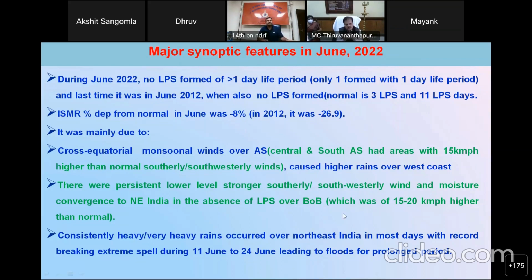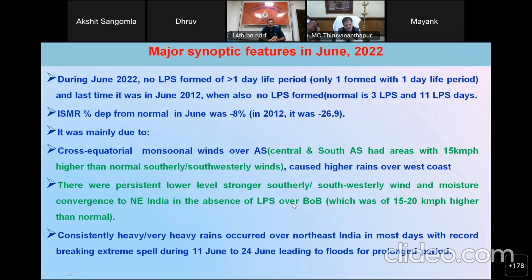It was basically because the monsoonal current over the Arabian Sea was quite strong. As a result, the winds over the South and Central Arabian Sea were quite strong, and hence the west coast and adjoining peninsular India got good rainfall activity in June. Similarly, the winds from the Bay of Bengal towards northeast India were quite strong in the absence of low pressure systems, and hence northeast India got very intense rainfall activity in June, especially during the period of 11 June to 24 June, leading to floods for a prolonged period.